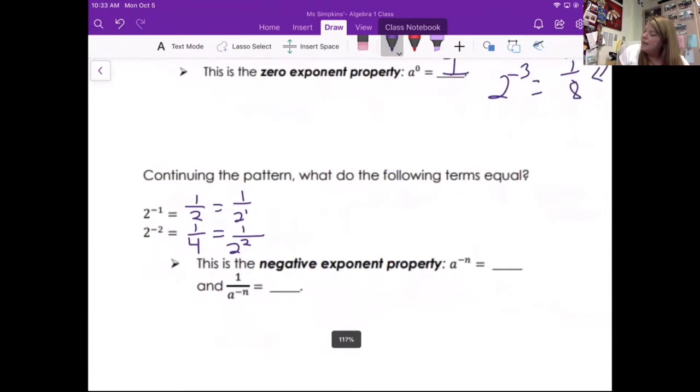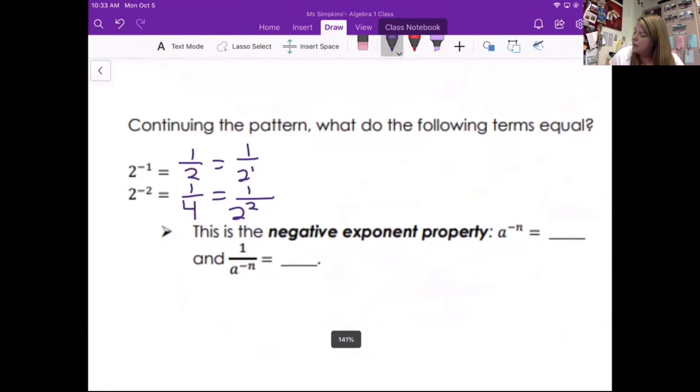And that's called the negative exponent property. So here you can see that that exponent is negative. So what we can do is we can change it and put it in the denominator or the reciprocal and make that exponent a positive. The opposite is true. If it's in the denominator and it's negative, I can move it up to the numerator and change that exponent to be a positive. And that's called the negative exponent property.